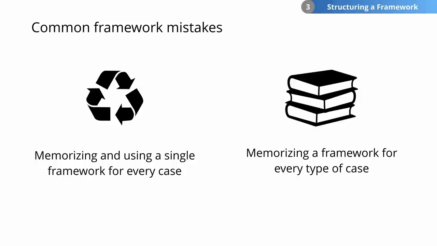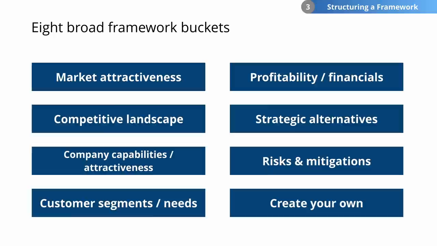So instead of memorizing frameworks, I recommend memorizing a list of 8 to 10 broad business elements, such as the following: market attractiveness, competitive landscape, company capabilities or attractiveness, customer segments or needs, profitability or financials, strategic alternatives, risks and mitigations, and creating your own bucket. When given a case, mentally run through this list and pick the 3 to 4 elements that are most relevant to the case.